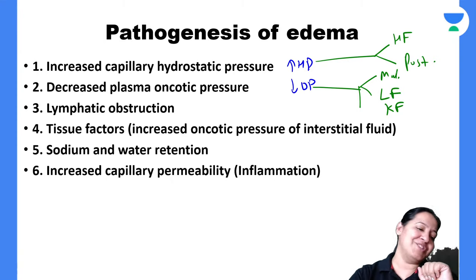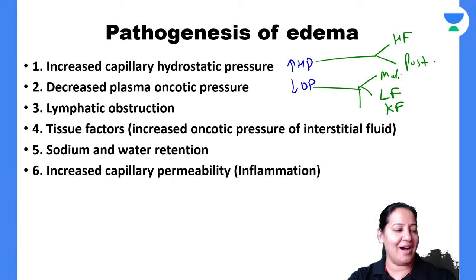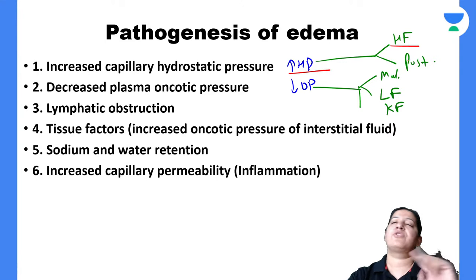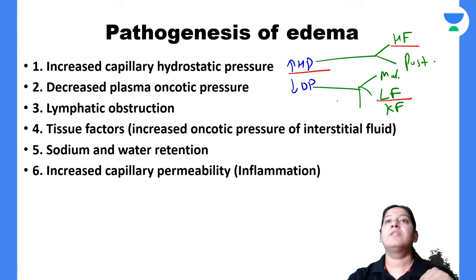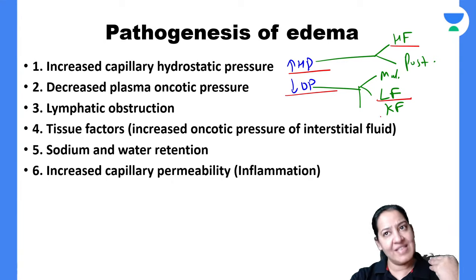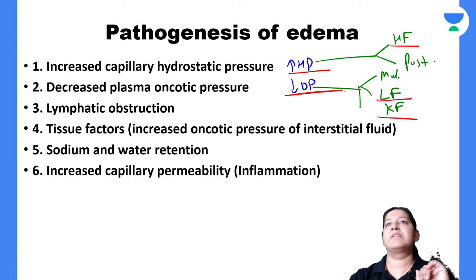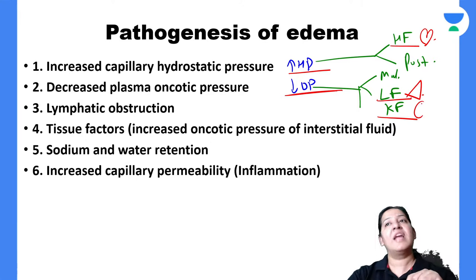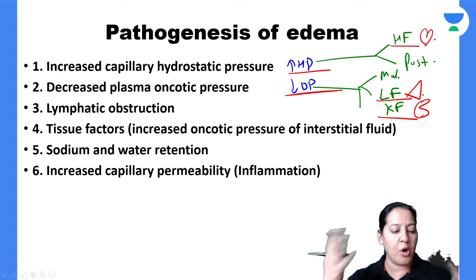Now see the three major organs. Beautifully, see the three. If I say heart failure, the reason is increased hydrostatic pressure. If I say liver failure, the reason is decreased oncotic pressure. And if I say renal failure, the reason is again decreased oncotic pressure. So the three major organs. Heart failure patients also have edema. Liver failure patients also have edema. Kidney failure patients also have edema. But the cause is different.